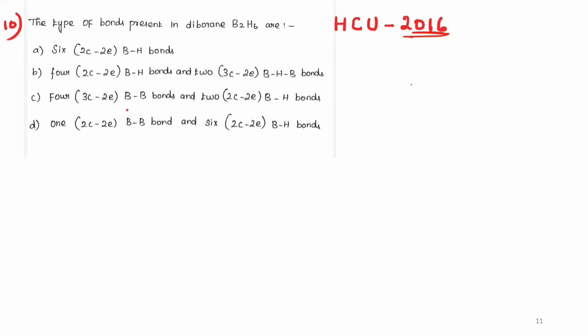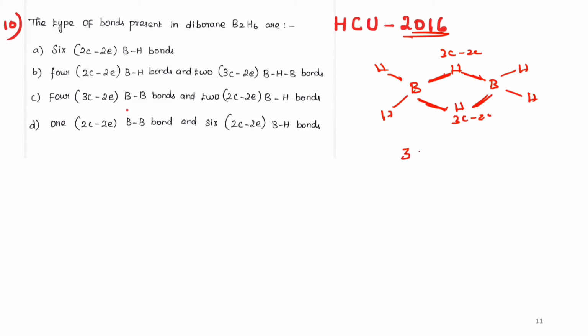We already discussed diborane and boron. Here hydrogen, here boron, here hydrogen, and hydrogen and hydrogen and hydrogen. Now you know very well this bond, nothing but the 3 center 2 electron bond. This is also the 3 center 2 electron. The other 4 bonds are 2 center 2 electron. Therefore, the 3 center 2 electron bonds equal 2 and the 2 center 2 electron bonds equal 4. Therefore, 6 is wrong.